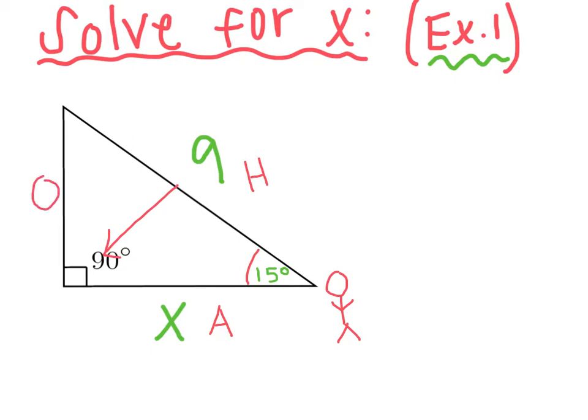So with the x and the 9, we have adjacent and hypotenuse. So you should remember that cosine is adjacent and hypotenuse. Once we know that we're using the cosine function, now we just need to do our ratio that we were practicing the past couple of days. So we know it's going to be cosine of 15 degrees.